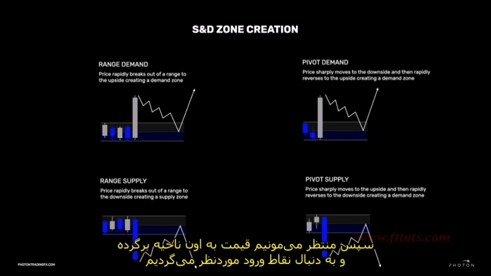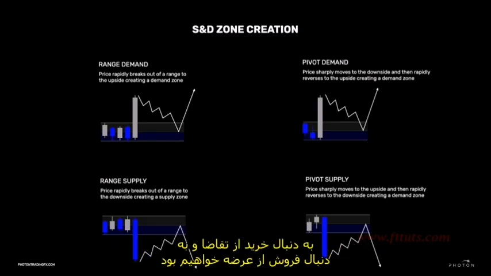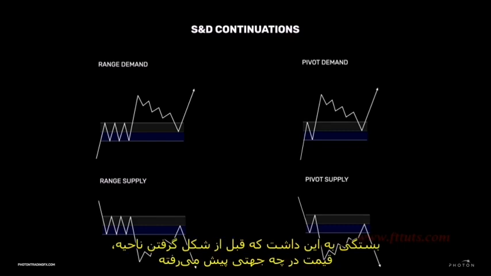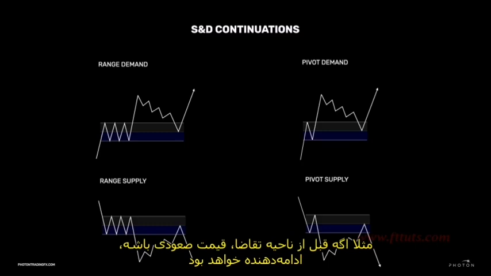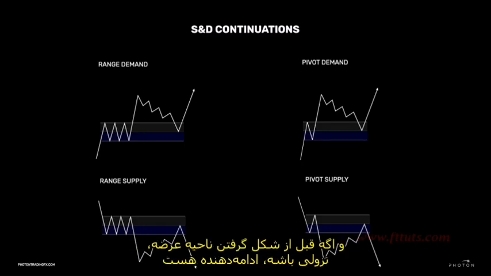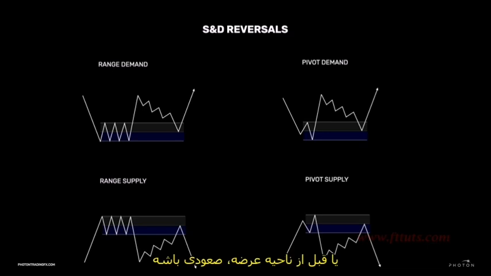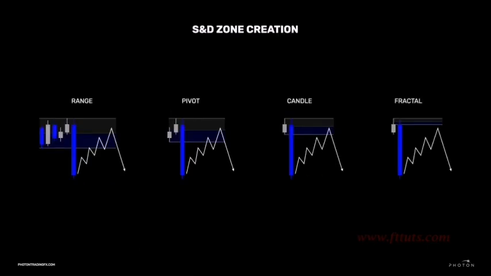And then we wait for price to return to that zone and then look for our potential entry models. So we look to buy from demand or we look to sell from supply. Now what determines if those zones are continuation zones is which direction price was traveling in before the zone was created. So price will be bullish before a demand zone if it's a continuation, and it will be bearish before a supply zone if it's a continuation. If it's a reversal, then price will be bearish before the demand zone or bullish before the supply zone.